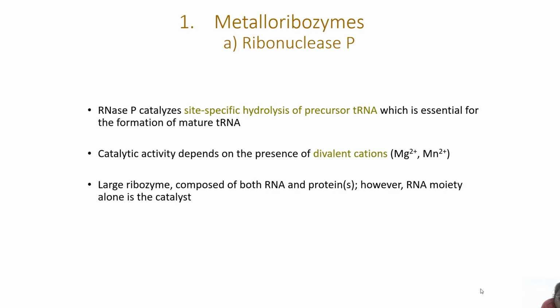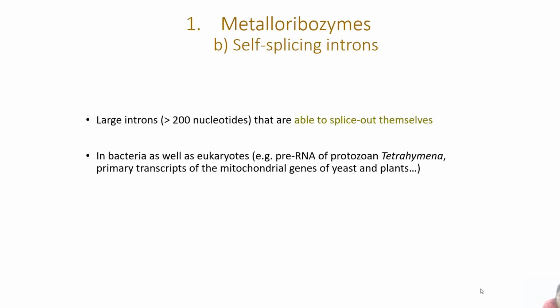Talking about metalloribozymes, ribonuclease P, RNase P, catalyzes site-specific hydrolysis of precursor tRNA, which is essential for the formation of mature tRNA. Catalytic activity depends on the presence of divalent cations like Mg2+ and Mn2+. It is a large ribozyme composed of both RNA and protein; however, the RNA moiety alone is the catalyst. Now, large introns that are able to splice themselves out, greater than 200 nucleotides, occur in bacteria as well as eukaryotes, for example the primary transcripts of the mitochondrial genes of yeast and plants.